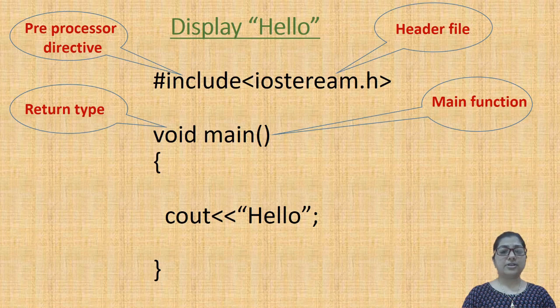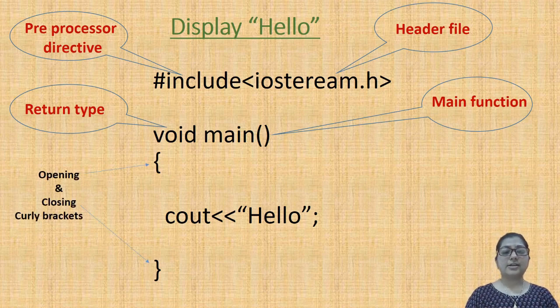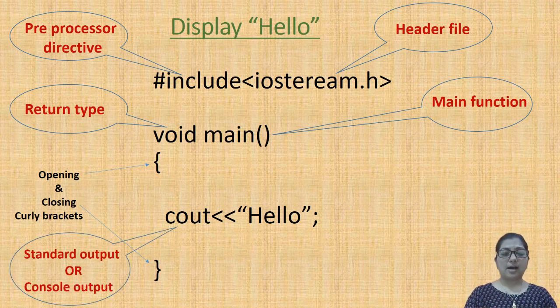Next, main function. This is a function where a program execution will start. Next, opening and closing curly brackets. Next, cout, standard output or console output, to print something on a screen.